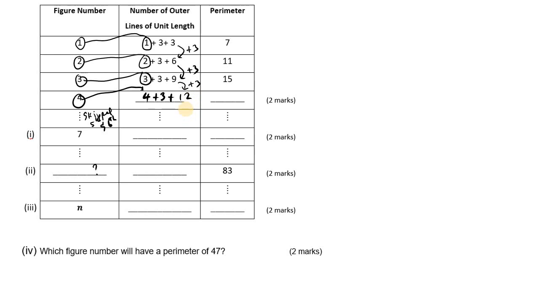Okay, now let's see something here. 1 plus 3 is 4, plus 3 is 7. 2 plus 3 is 5, plus 6 is 11. 3 plus 3 is 6, plus 9 is 15. Therefore, 4 plus 3 is 7, plus 12 is 19. That's interesting.